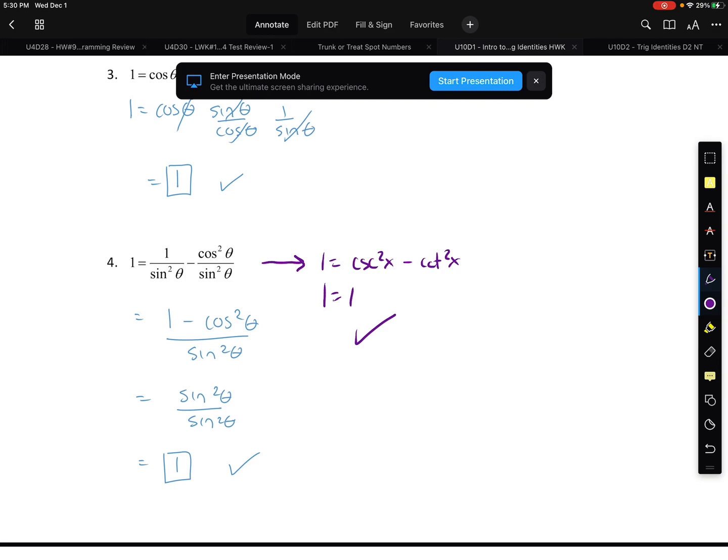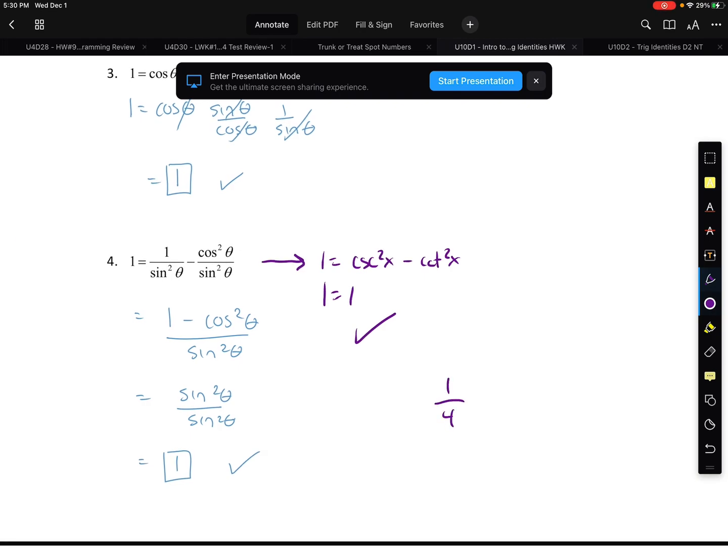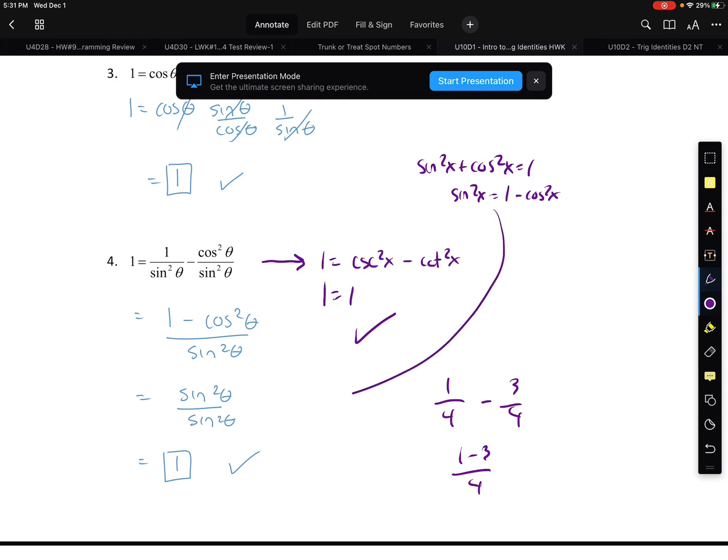Now, what I did for problem 4 was I noticed I had a common denominator, so I was able to add them together. I realized this is like 1 fourth minus 3 over 4. We get 1 minus 3 over 4. We bring that common denominator of sine squared with us, and then we have whatever we have in the numerator. Now, using our identity rule, sine squared x plus cos squared x equals 1. Well, if I subtract over, sine squared x equals 1 minus cos squared x. And that's what gets played into here right now.